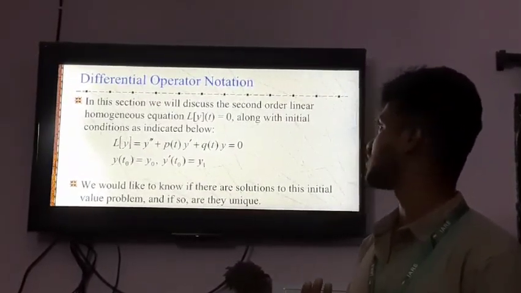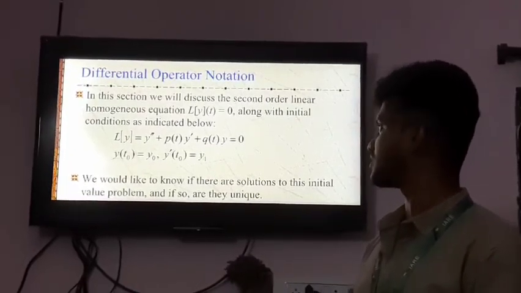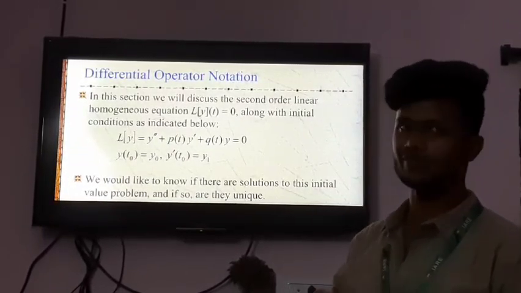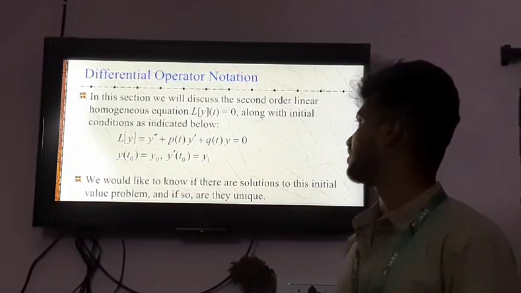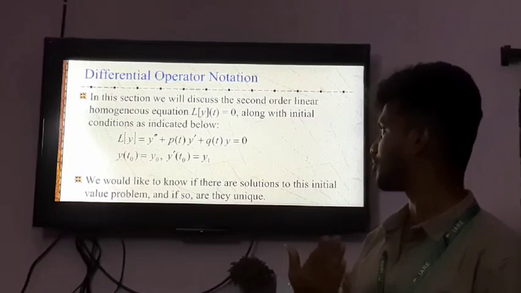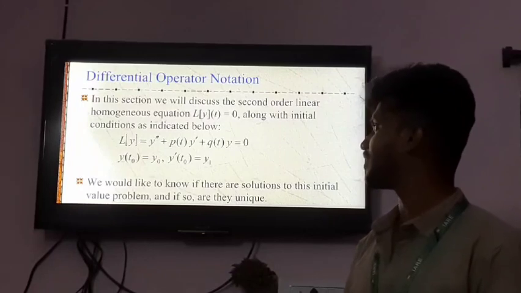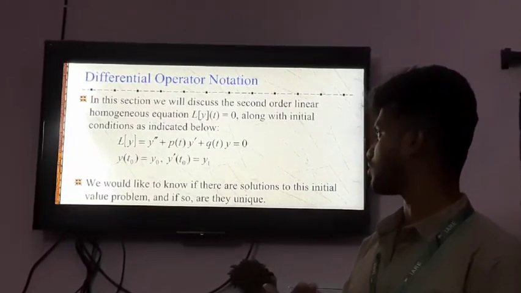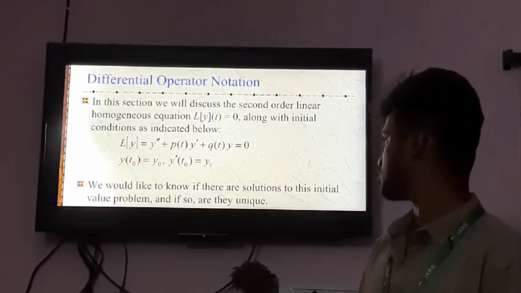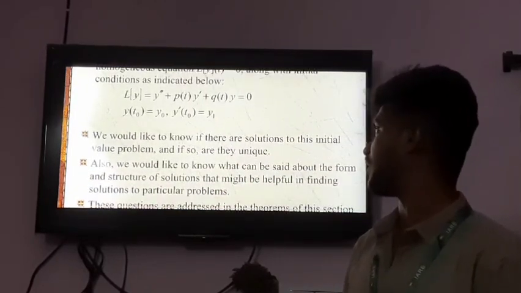Differential operator notation. In this section, we will discuss the second order linear homogeneous equation L of y of t equals 0, where L of y equals y double dash plus p of t into y dash plus q of t into y, with initial conditions y of t naught equals y naught and y dash of t naught equals y dash naught. We would like to know if there are solutions to this initial value problem, and if so, whether they are unique.